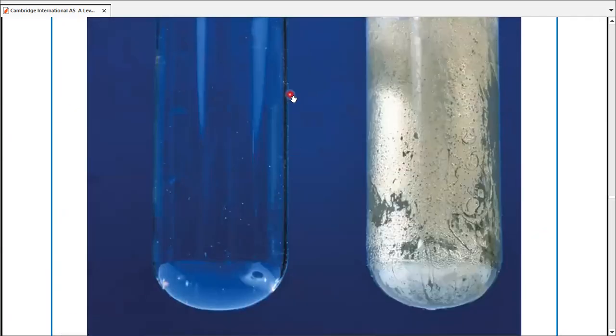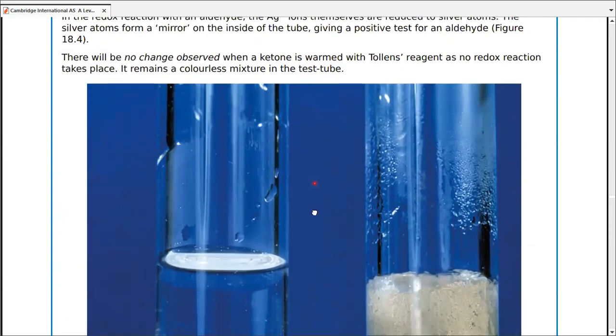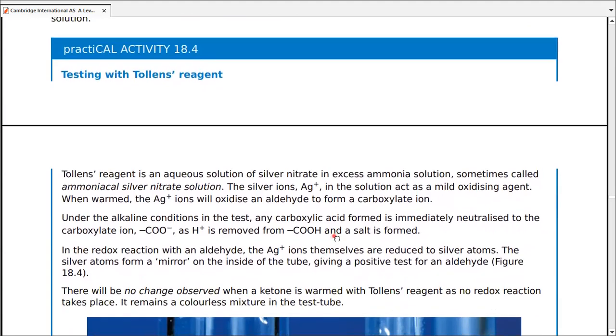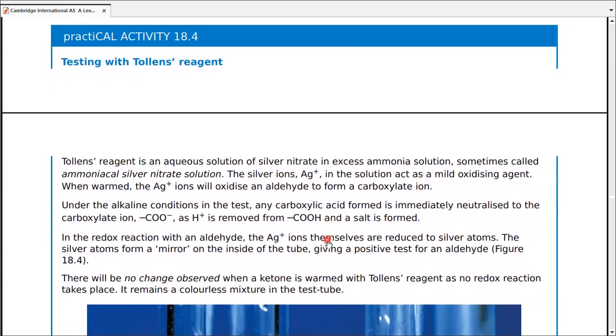Now, you might have an idea, if we have so many beautiful tests for aldehydes, why don't we have some good tests for ketones? Yes, we do in chemistry, but that's not a part of your book. So let's stick to what we have in the book.